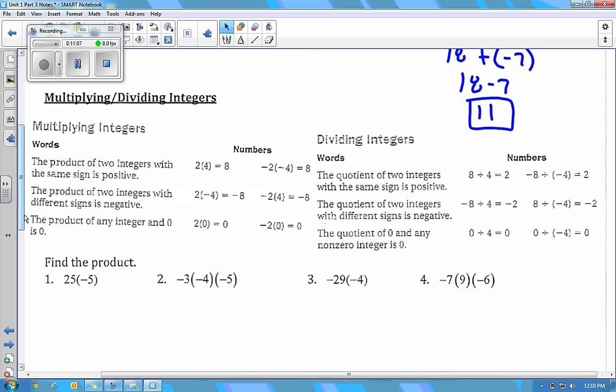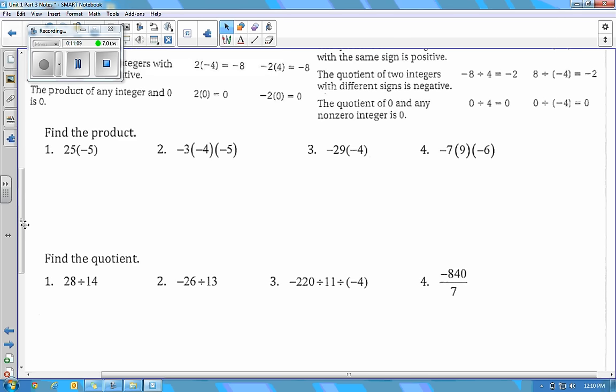Okay? So, for the first one, I have 25 times negative 5. 25 times 5 is 125. I have a positive times a negative, so I know my answer is negative.